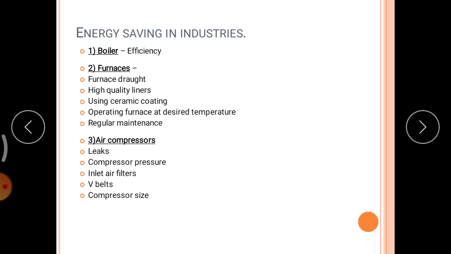Next we'll go to the air compressors. For compressing the air we are using air compressors. We have to check for leaks there. If compressed air is going to leak anywhere, or there is a pressure drop anywhere, all the areas you need to check. That is the maintenance you have to do. An inlet air filter should be used, so that any dirt particles are filtered out. So air filters should compulsorily be there.